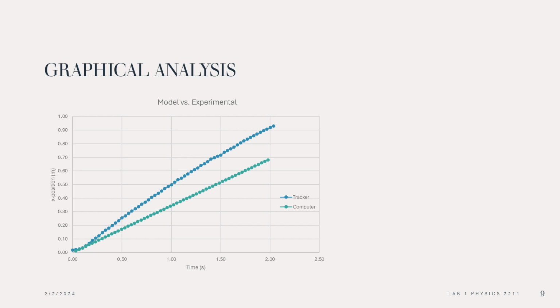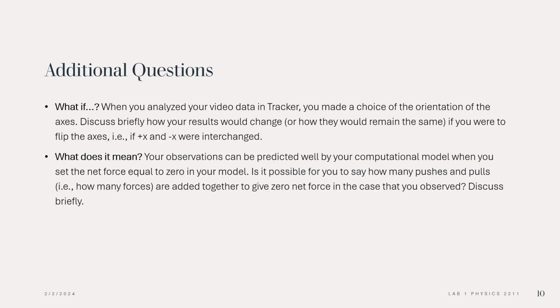However, we do see a general trend of a linear relationship between the two. My tracker wasn't perfect, as I said earlier, but it's pretty close. It's a pretty cool analysis that both of them are in fact linear, and that's what we want to see, because we have a linear relationship between our x position and our time when velocity is constant.